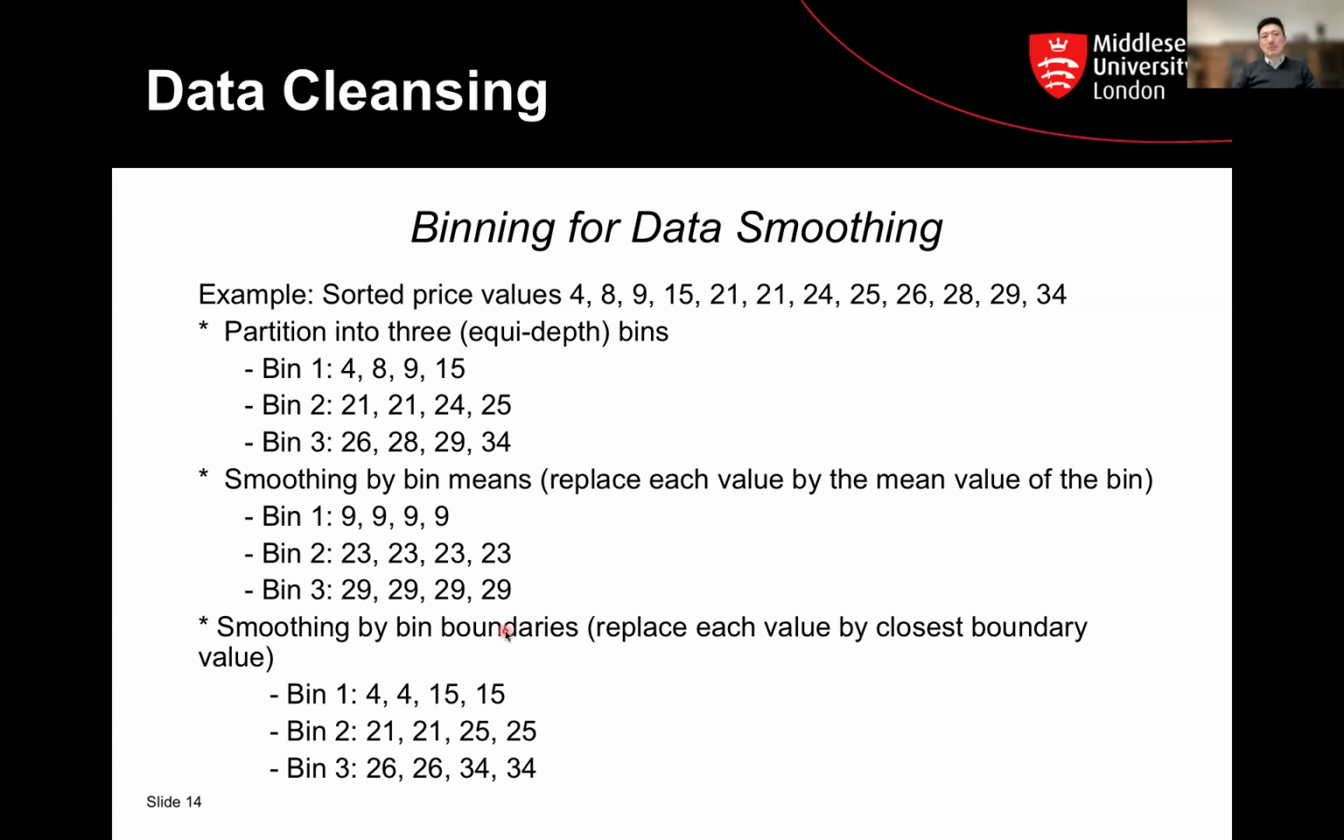Okay, and there are many different ways to do this. You can use the mean, you can use the median, and another one is to replace the value by the closest boundary value. If we look at this one, the 2 boundary values are 4 and 15. For everything in between, depending on which end it's closest to, it will be replaced with that value. So 8 is closer to 4 than to 15, so it will be replaced by 4. And 9 is closer to 15 compared to 4, so it will be replaced with 15. That's why you get this.